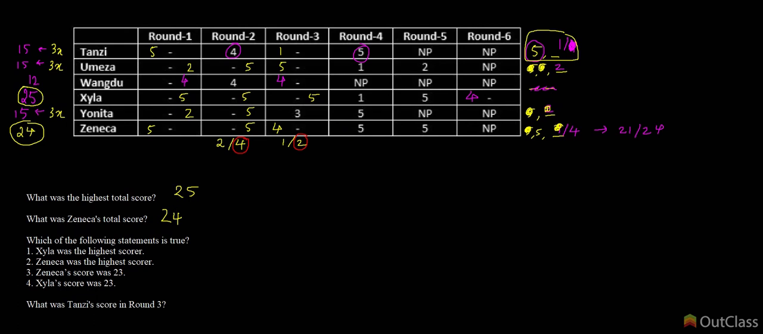Which of the following statements is true? Zyla was the highest. We know this to be true. Zenaka was the highest is false. Zenaka's score is 23 is false. Zyla's 23 is false. What was Tanzi's score in round 3? Tanzi in round 3 scored 1 point, and those are your answers.